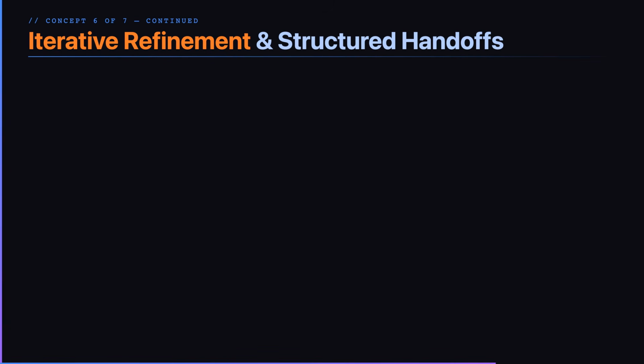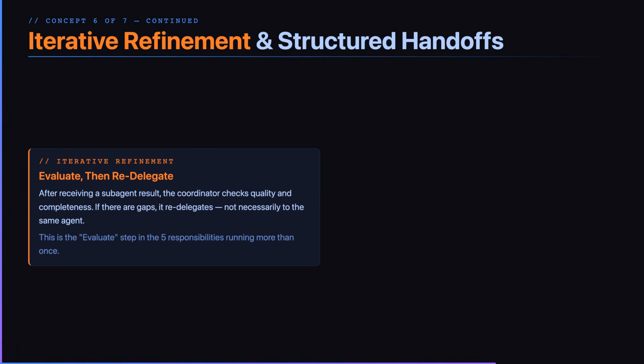2 final concepts before the anti-patterns: iterative refinement and structured handoffs. Both are about quality control. Iterative refinement. After receiving a subagent result, the coordinator evaluates it. If there are gaps, it redelegates to the same agent or a different one. The evaluate step in the 5 responsibilities can run more than once.